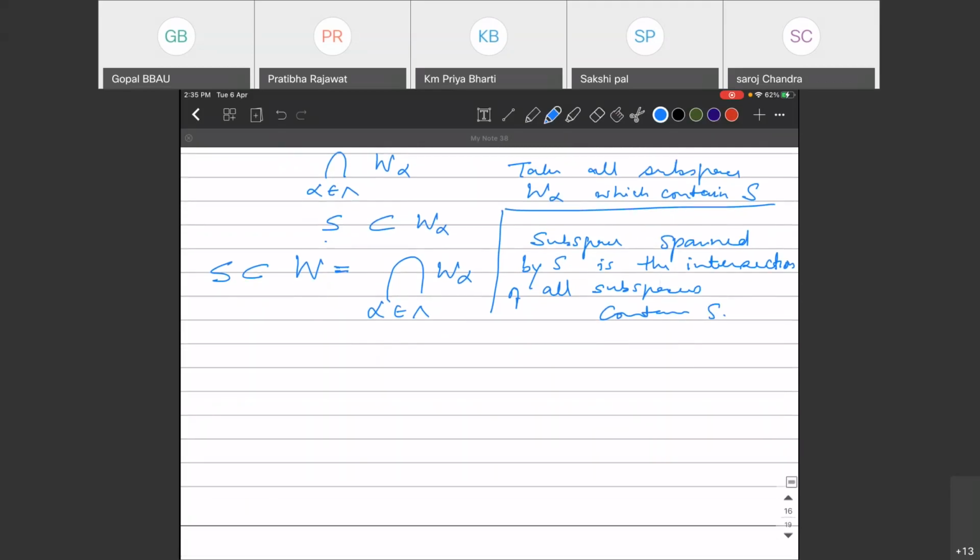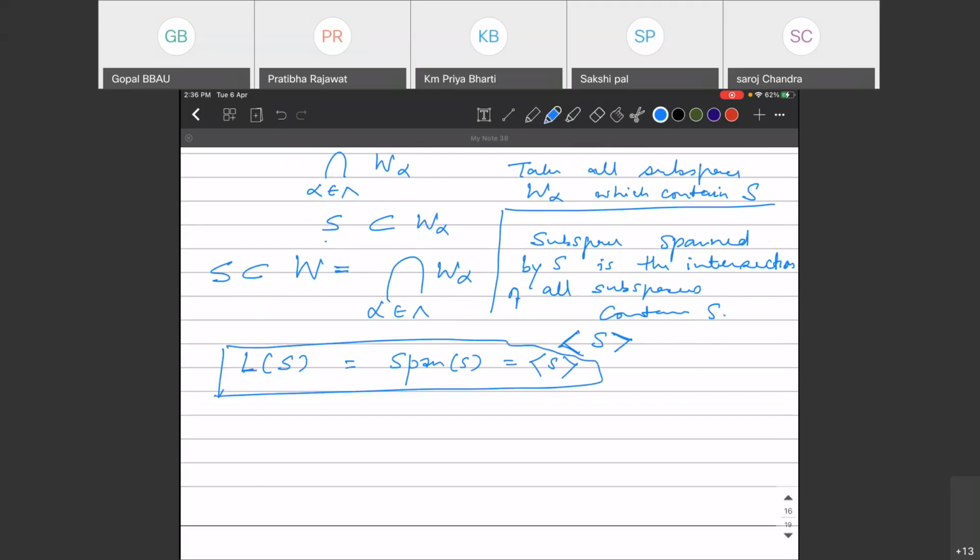And we denote this by L(S), the subspace generated by S. So we have three things: L(S), which is the same as the span of S, and the same as generated by S. These three are the same thing, but there are different names.